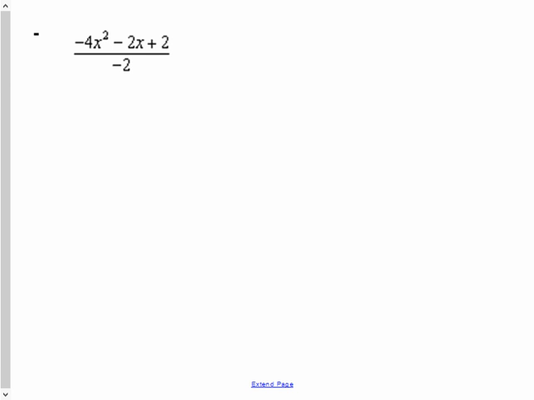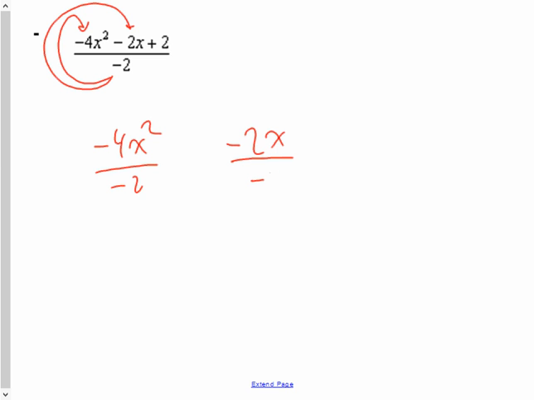Next question is distributive property of a trinomial. This is 1, 2, 3 terms up here in the trinomial, and they're all going to be divided by negative 2. So I'm going to have negative 4x squared divided by negative 2. That's the first one. Then I'm going to have negative 2x divided by negative 2. That's the second one. And the last one will be a 2 divided by a negative 2. And the solution to each of those divisions is going to be a part of your solution.